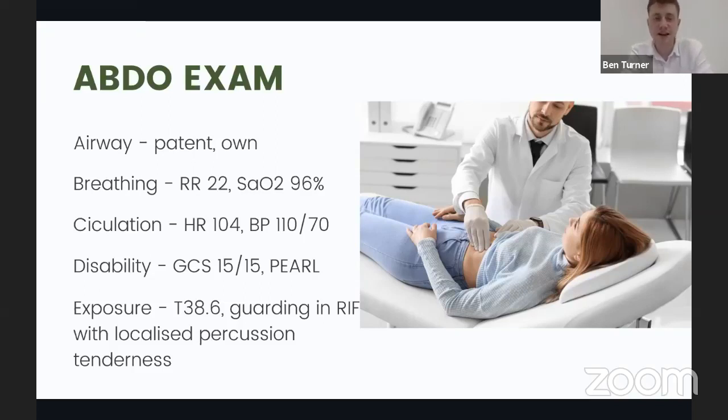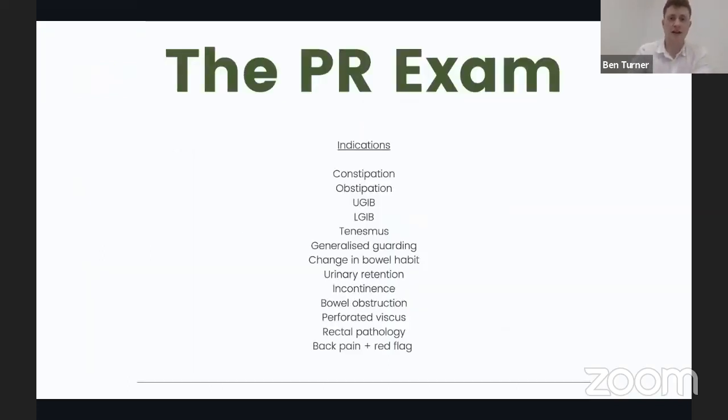Disability-wise, his GCS is 15 out of 15, his pupils are equal and reactive, and his blood glucose was fine on a venous gas. Exposure-wise, he is febrile at a temperature of 38.6, and he's also guarding now in the right iliac fossa by the time you come to see him. When you're examining, you do your percussion, and he does have some percussion tenderness that you think might be consistent with some localized peritonism. So that's Jason's exam so far.